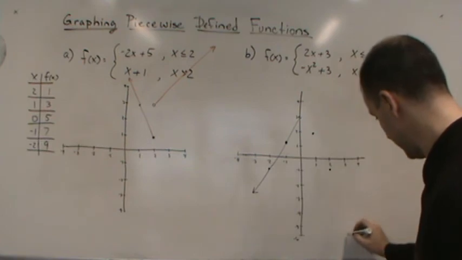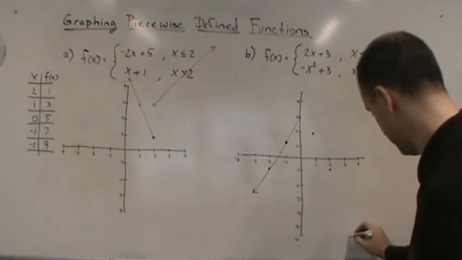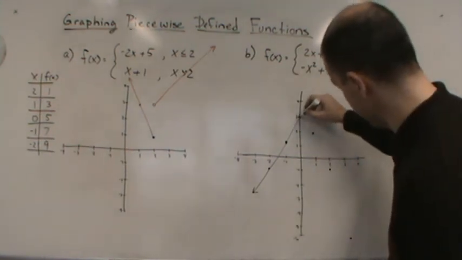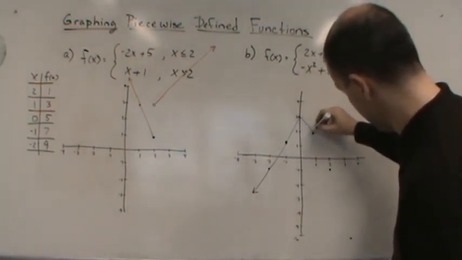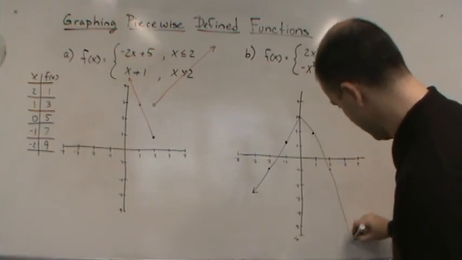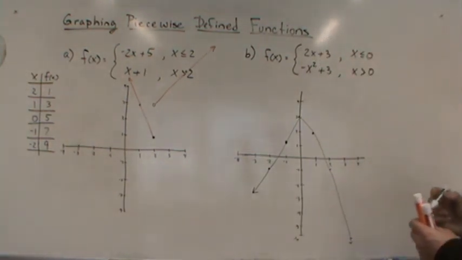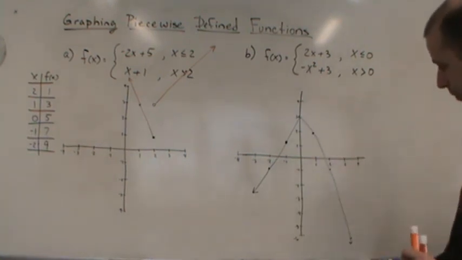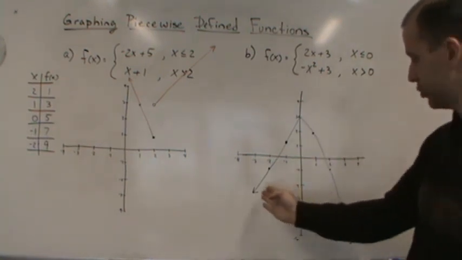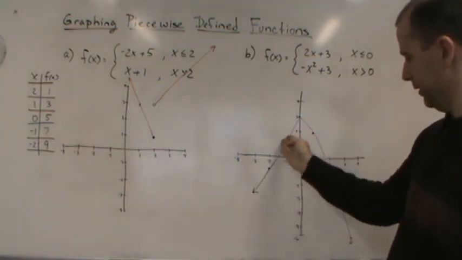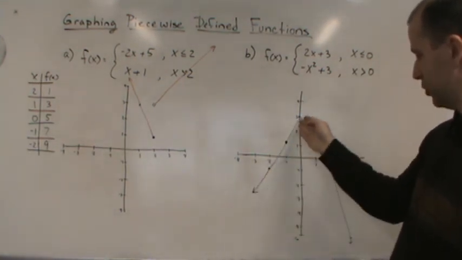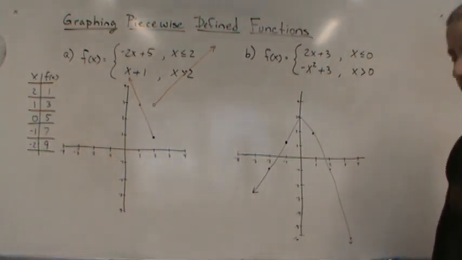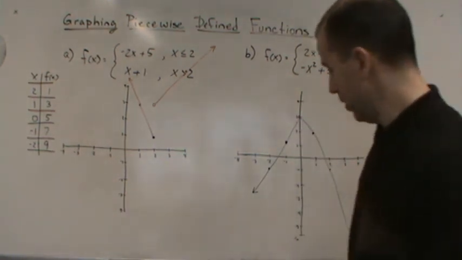So that's going to be 3 down here. And so what's happening here is it starts at 3, and it looks like that. So it's not a straight line, but it's an upside down parabola starting here. So it's a straight line this way, so it's linear from negative infinity to 3, and then it turns into a quadratic. And that's how you graph this one.